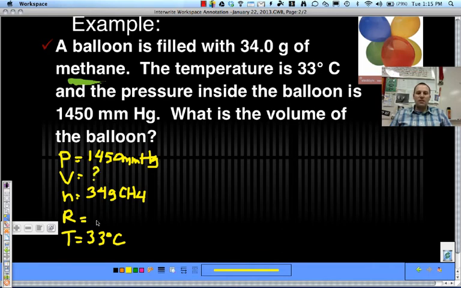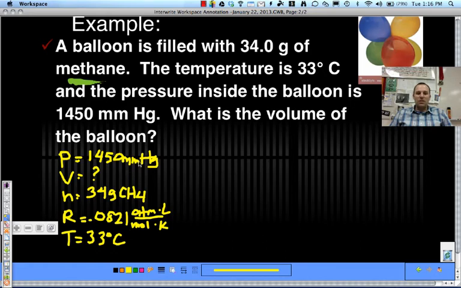What is R? I just told you to memorize it. It's always the gas constant, 0.0821 atmospheres times liters over moles times Kelvin. Okay, atmospheres, liters, moles, Kelvin. Atmospheres, liters, moles, Kelvin. See it? You just get a rhythm.